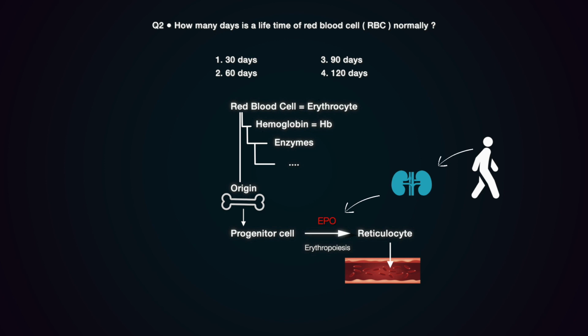The mature red blood cells circulate for about 120 days in the body and finally are removed by macrophages and monocytes in the spleen and liver, known as reticuloendothelial system. Actually, reticuloendothelial system removes either old or unfunctional red blood cells. So the correct answer is 4.